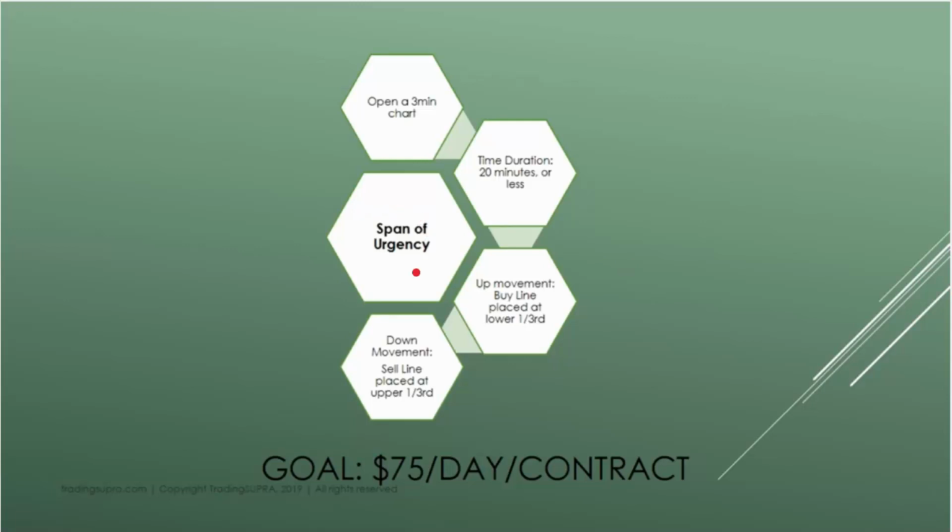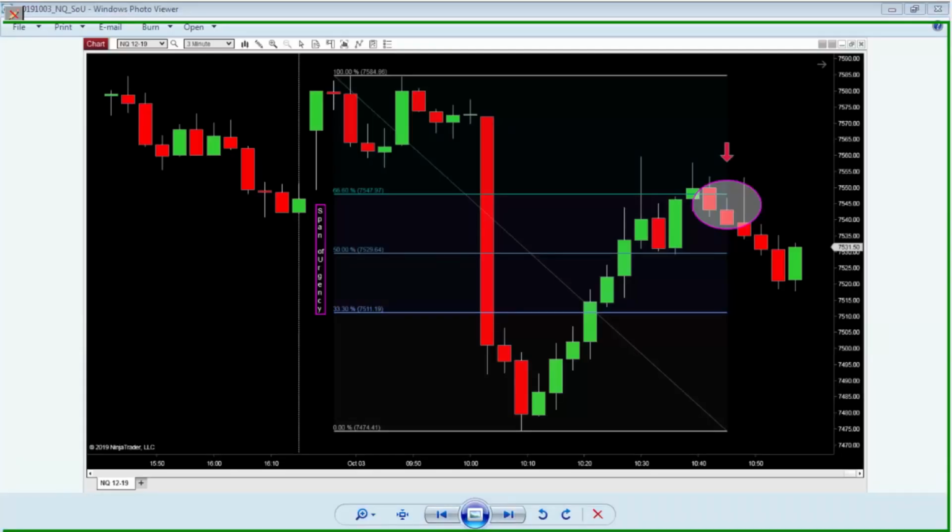A span of urgency, I'm just going to keep moving here. Sorry for the confusion. Span of urgency is oriented to a day trader, and I'll show you slides, this too can be applied to a multi-day scenario very easily. But in a day trading scenario, a span of urgency typically lasts about 20 minutes or less. When we have up movement, we place our buy line at the lower third of the span. When we have downward movement, we place our sell line at the upper third of the span.